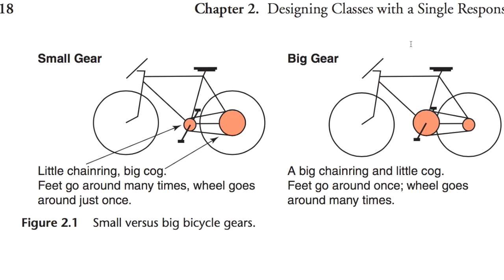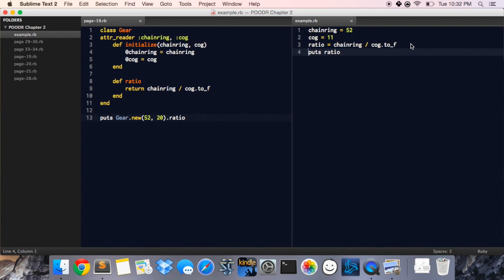And so the first function that we look at is how to find the gear ratio, and that is the ratio of spokes on the chainring to spokes on the cog. If you look up here on the right side, we have a variable called chainring set to 52, cog set to 11, and then ratio, which is an equation: chainring divided by cog dot to_f. And then the final line just puts out the result of calling that equation.